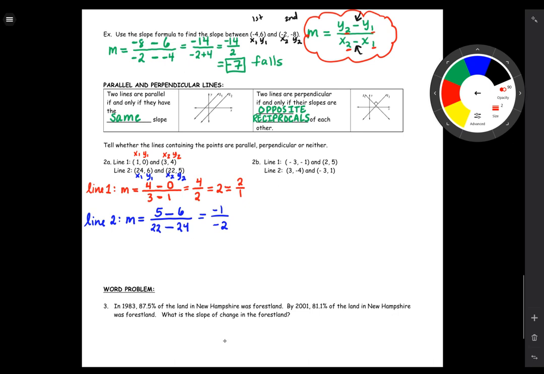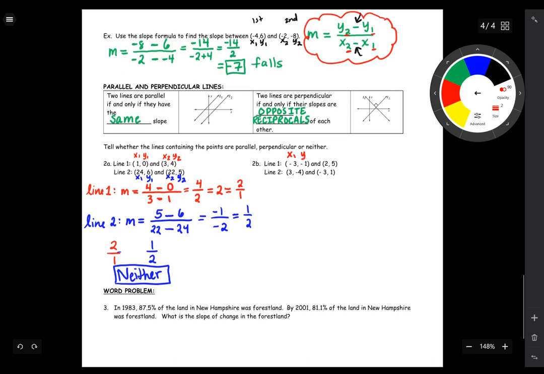Now let's look at the slopes. One of them is 2 over 1. The other one is, I didn't finish this one. Negative divided by negative is a positive. Yes, they are. These two are reciprocals because the numerator and denominator here switch, but they're not in opposite signs. They're both still positive. So this would be neither because even though they're reciprocals, they're not opposite reciprocals.